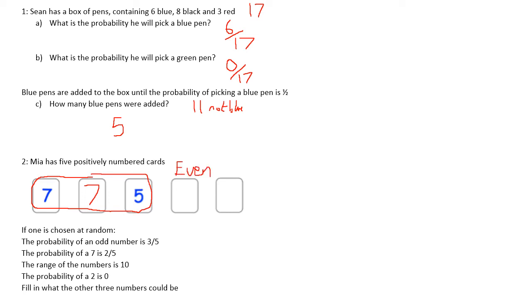We're told the range of the numbers is 10, and the probability of a 2 is 0. We can't have a 0 either, because that's not positive, so the smallest even number we could have would be a 4, and if we want the range to be 10, then the biggest number has to be 10 bigger than that, so it's 14. I think that's the only option, but let me know if you found a better one.